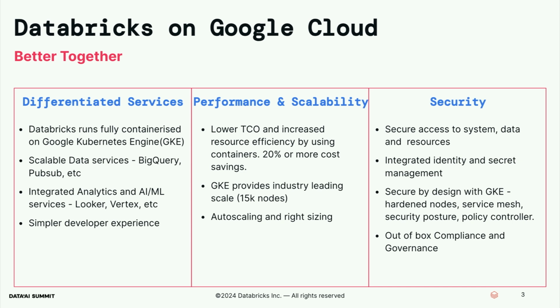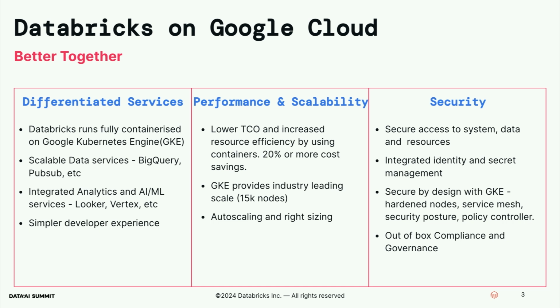So let's talk about Databricks running on GCP. There are key things which we want to talk about when Databricks is running on GCP. The first thing is differentiated services. GCP is the only place as of now where Databricks runs on Kubernetes. Eduardo is going to come up and talk about the scalability and the experience he is getting as a customer. But we see really great differentiation when we run it on containers versus on VMs, and that gives much better scalability and TCO.